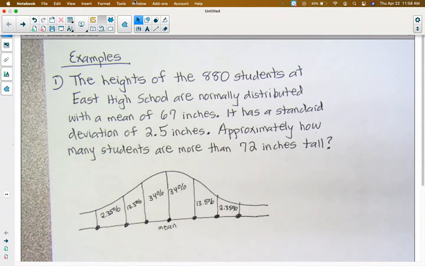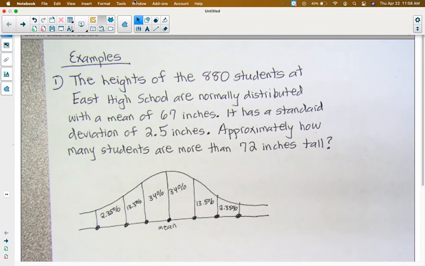All right, so example 1. The heights of the 880 students at East High School are normally distributed with a mean of 67 inches. It has a standard deviation of 2.5 inches. Approximately, how many students are more than 72 inches tall?